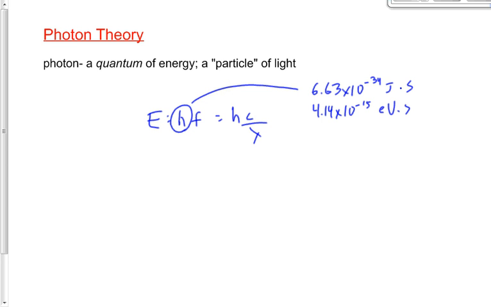Usually it's whatever you want your answer to be in. Okay, whatever's convenient for you. If electron volts is more convenient, then use electron volts. If joules is more convenient, then use the 6.63 value.